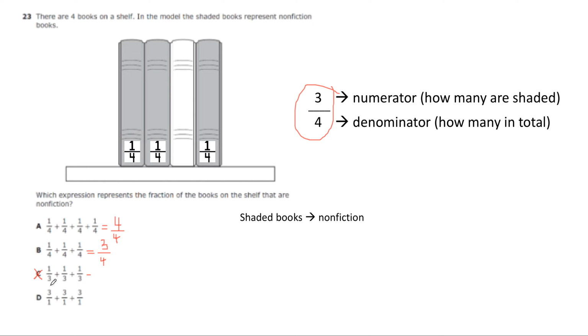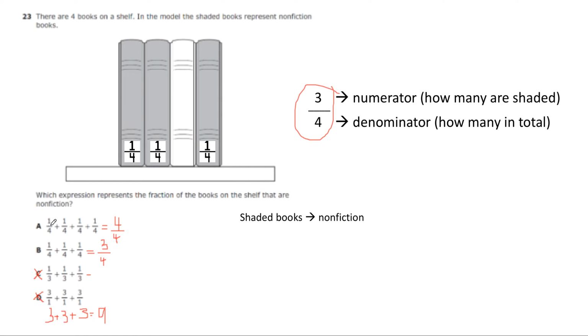I'm going to look at D. 3 wholes plus 3 wholes plus 3 wholes. Well, that's just saying 3 plus 3 plus 3. I know that's not right because that equals 9. And that's not my right answer. So I can eliminate D.